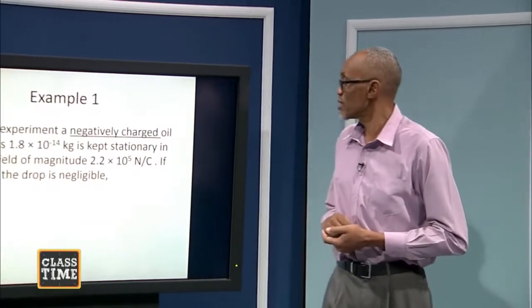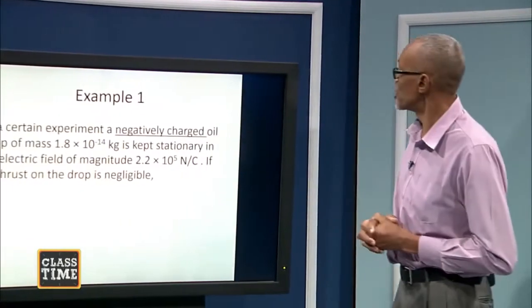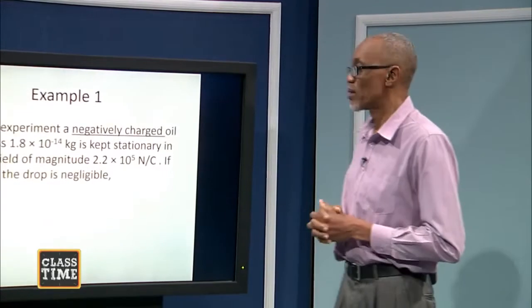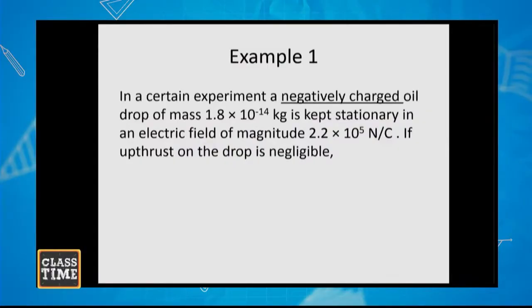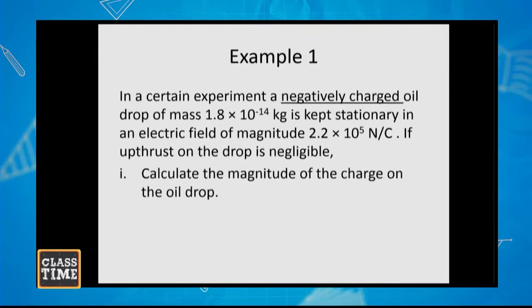It says that in a certain experiment, a negatively charged oil drop of mass 1.8 by 10 to the negative 14 kilogram is kept stationary in an electric field of magnitude 2.2 by 10 to the 5 Newton per coulomb. If the upthrust on the drop is negligible, first of all, calculate the magnitude of the charge on the oil drop and state the direction of the electric field.